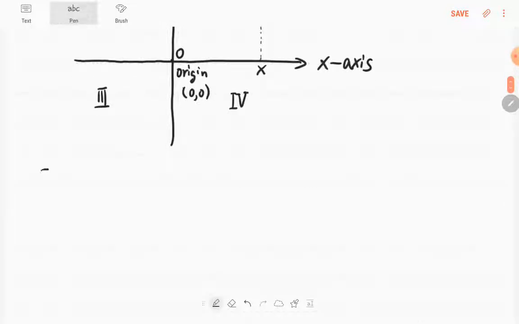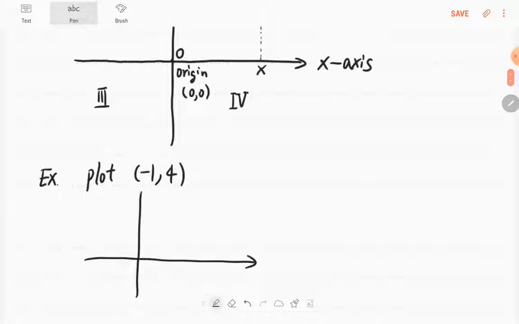So for example, if we want to plot the point (-1, 4), what should we do? We should have an xy coordinate system. Here is (0, 0), this is the origin. So here is 1, 2, 3, 4. And here is -1, -2, -3. Here's 1, 2, 3, 4. And here's -1, -2, -3. So this is the x-axis, and this is the y-axis.